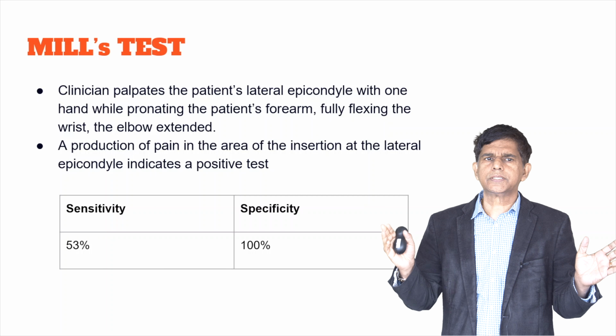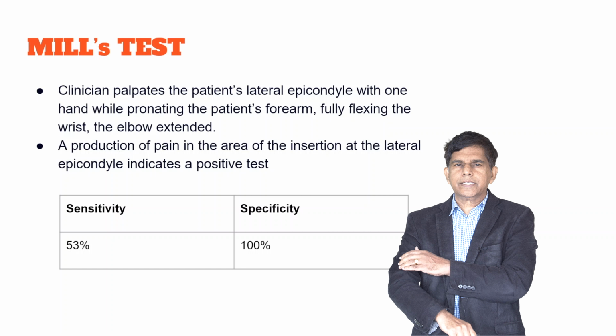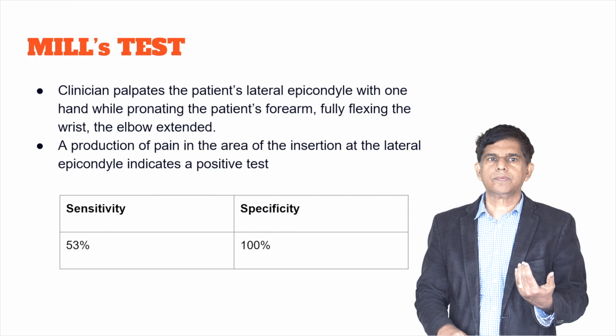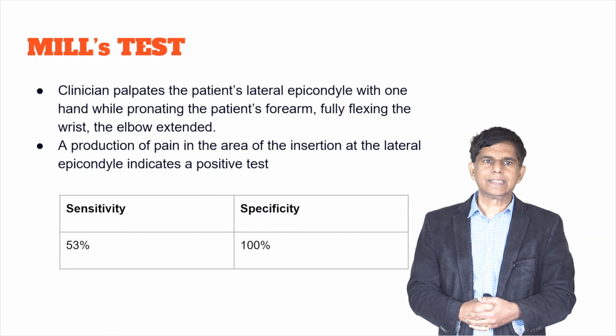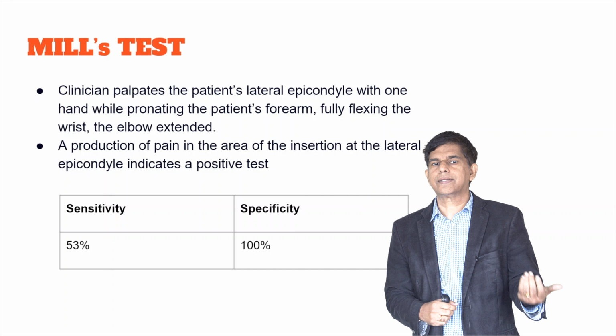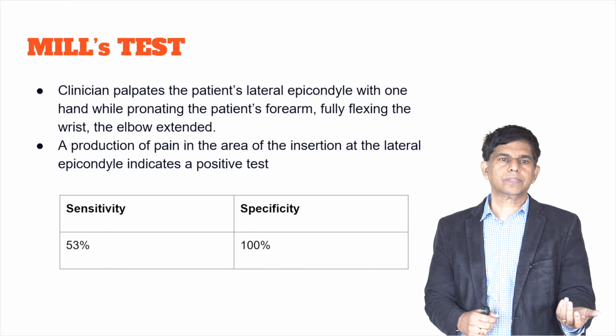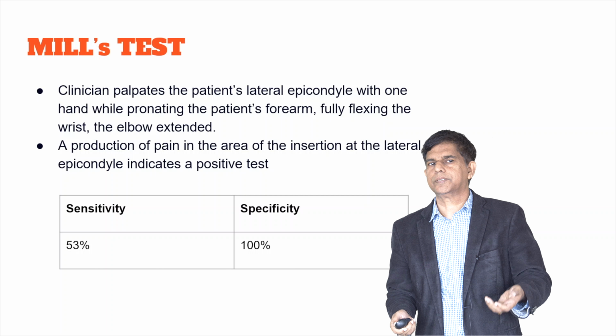So what is the Mills test? The clinician, the doctor, palpates the patient's lateral epicondyle with one hand while pronating the patient's forearm, fully flexing the wrist with the elbow extended. Reproduction of pain in the area of insertion at the lateral epicondyle is a positive test, okay? Sensitivity is around 53%, specificity is about 100%.